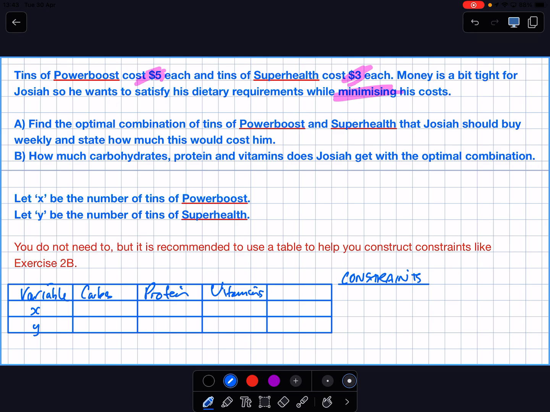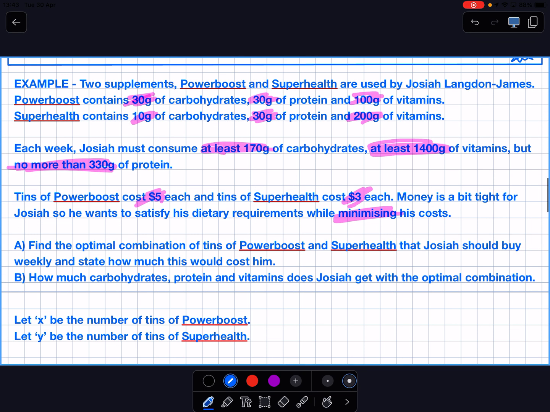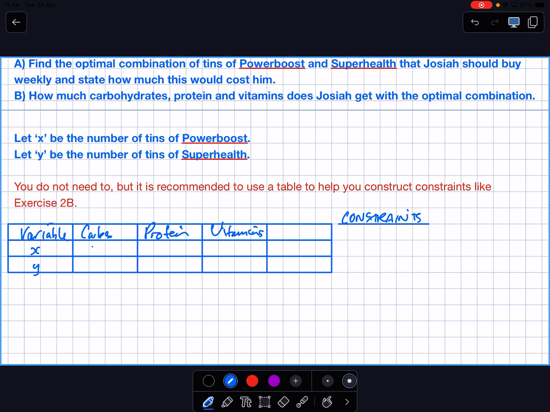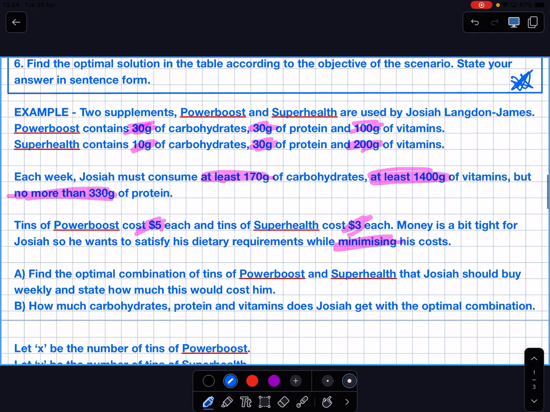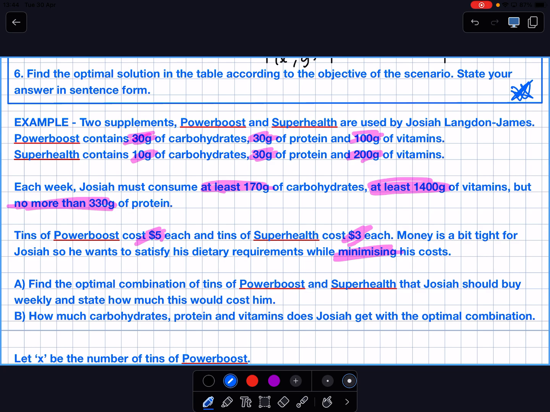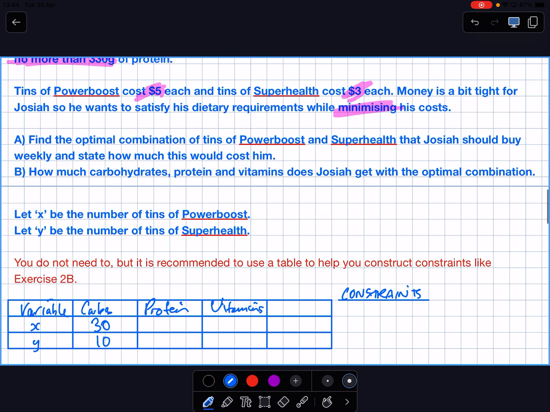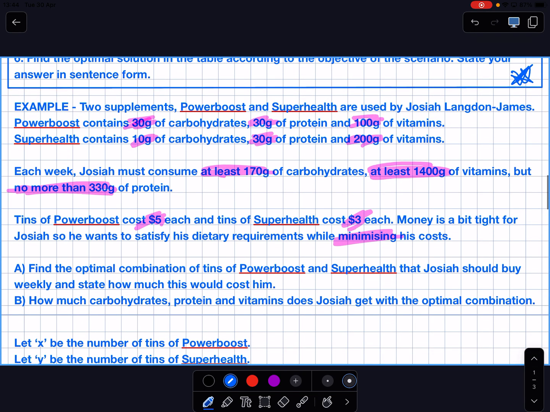Writing's going bad. All right, so if you were to go up to the information here, how much carbs does a Power Boost tin serving contain? 30. So that's the constraint for carbs for Power Boost. And what does Super Health contain in terms of carbs? 10. And what did you say the limit or the constraint for carbs was?